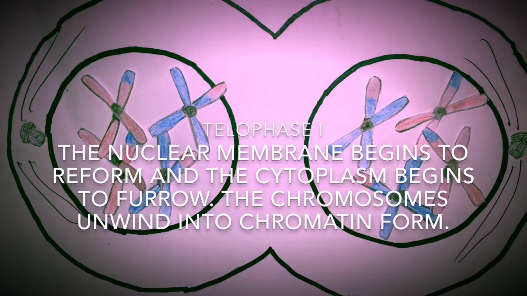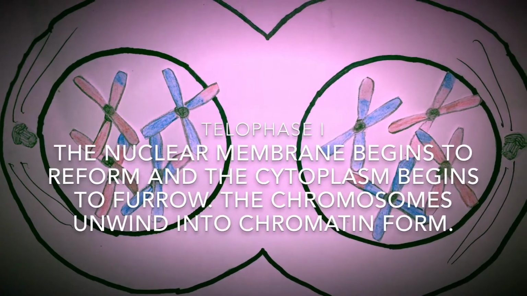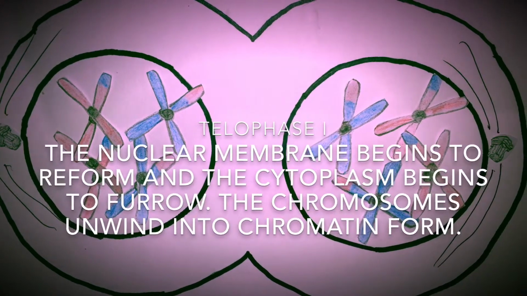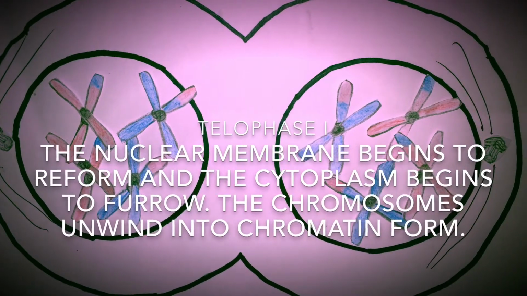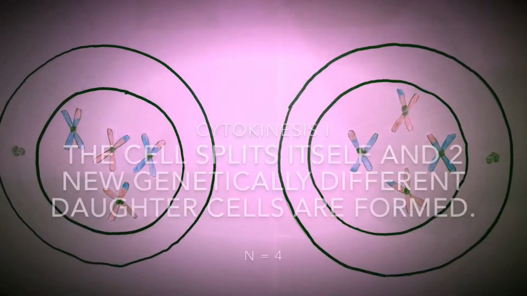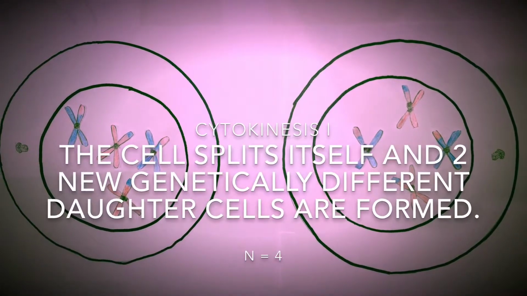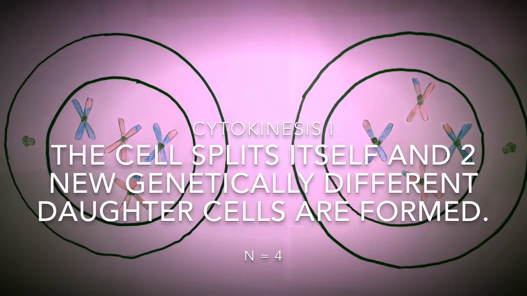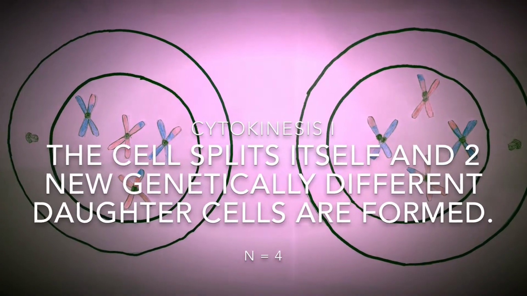Telophase 1. As shown in the image, the nuclear membrane begins to reform and the cytoplasm begins to furrow. The chromosomes unwind into their chromatin form. Cytokinesis 1. As shown, the cell splits itself and 2 new genetically different daughter cells are formed.